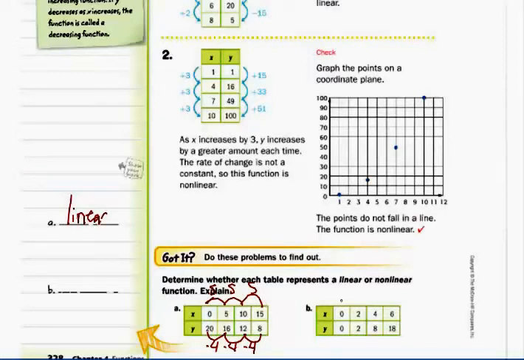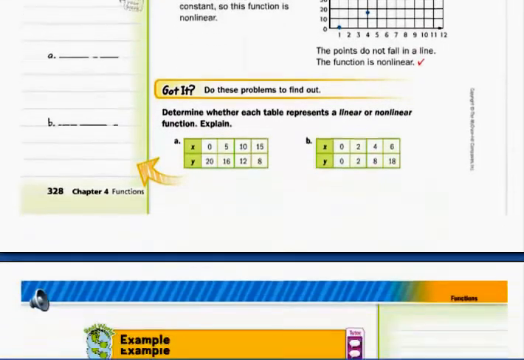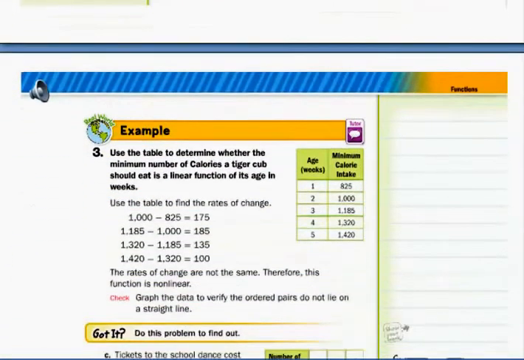When you look at this one, the x's go up by 2 every time. And the y's go up by 2, then up by 6, then up by 10. So the rate of change is not the same. So B is a nonlinear function. All right, again, we've had all this before. They're just trying to prep you for what's coming next. So I think this is kind of a review lesson.